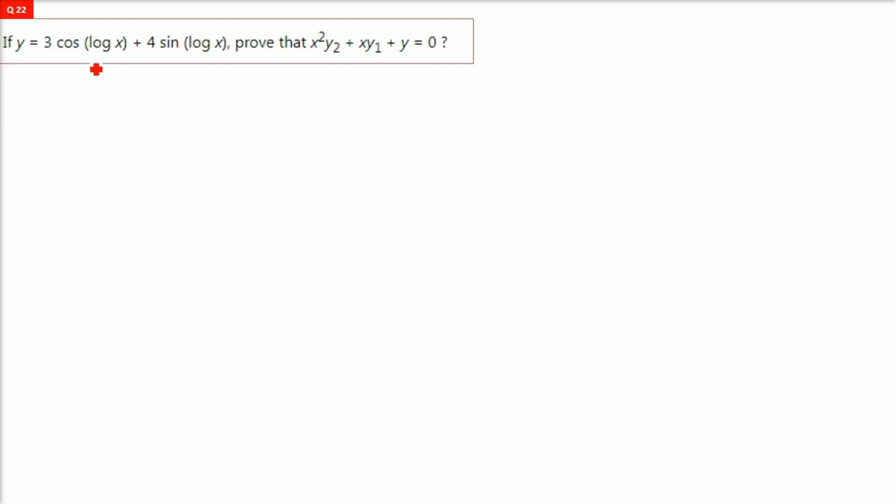If y is equal to 3 cos log x plus 4 sin log x, prove that x square d2y by dx2, which we are calling y2, plus x into dy by dx, which we are calling y1, plus y, which is the original thing, equals zero. So before we go ahead, we have y2, y1 and y. We have to find the differentiation first, then the double differentiation, and once you do this, you will see that finally this will come.